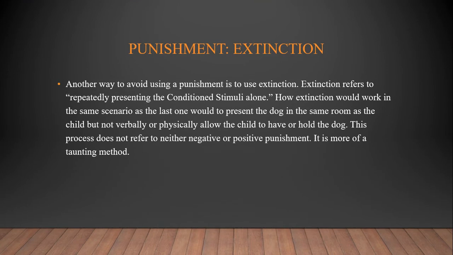And then the other example would be extinction. So extinction is pretty much just repetitively presenting the conditioned stimulus alone. The best way to describe this is it would be the same scenario as the previous one, but the dog is in the same room as the child. The child and the dog are in the same room, but the child won't be allowed to play with the dog or interact with the dog. So it's more of a taunting thing, because it's not a punishment, but the child can't have the dog.